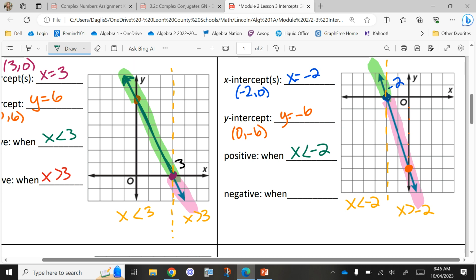How about over here? When x is greater than -2. On the right side, these are negative. So our inequality sign is going to point that direction when my x's are greater than -2. So if I have an x of 1, 3, 7, 0 even, we're going to have a y value that's negative.